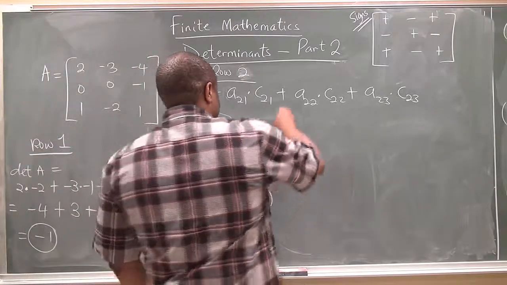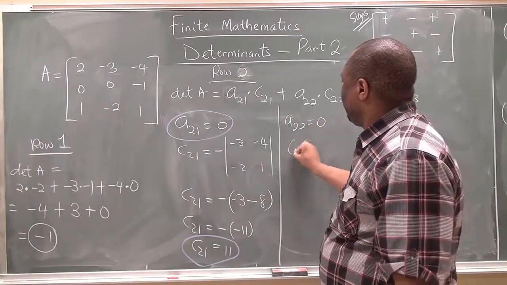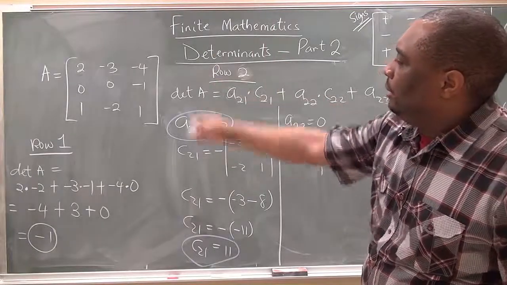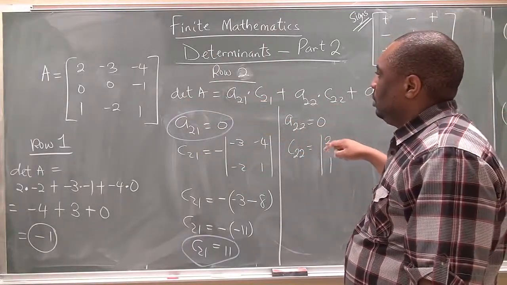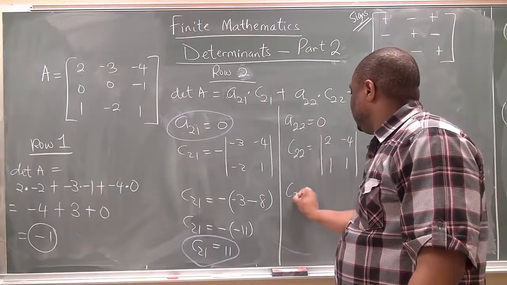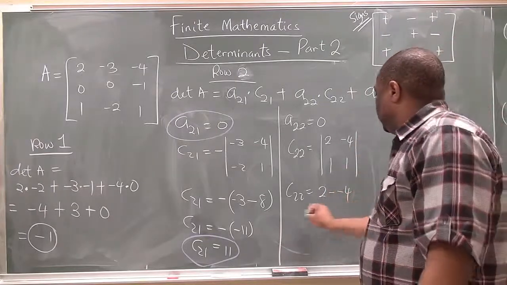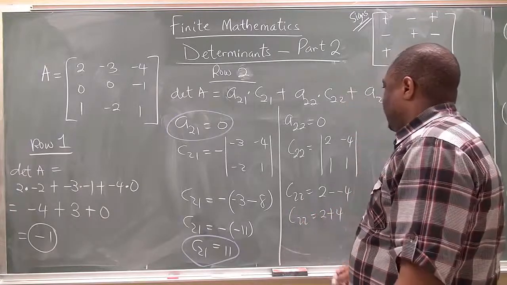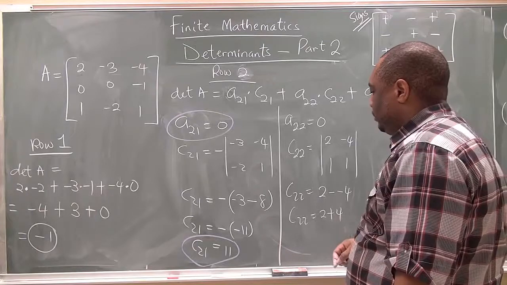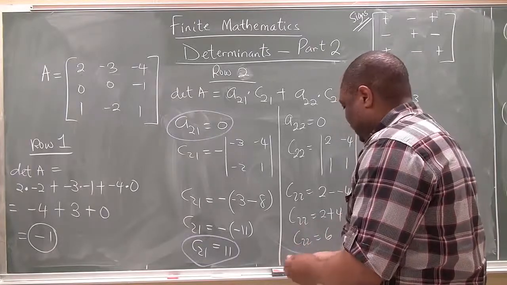All right, now let's do A22. A22 is what? 0 again. C22 will be plus, which is now determinant 2, 1, negative 4, 1. So C22 is 2 times 1 is 2, minus 1 times negative 4 is negative 4. So C22 will be 2 plus 4. Just checking to make sure. So 2 plus 4, which is C22, will be 6.